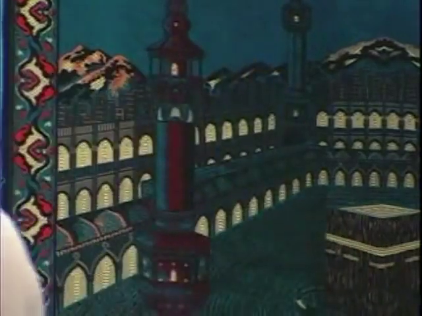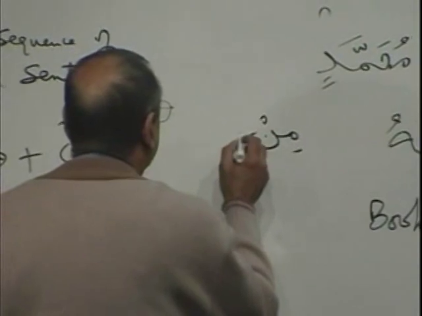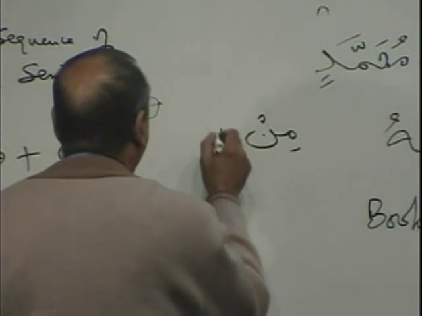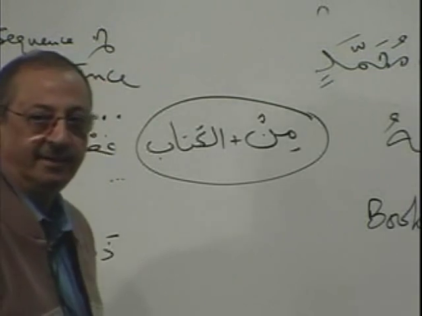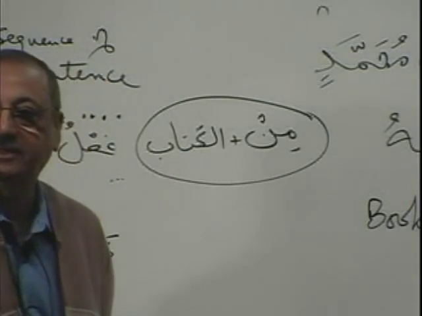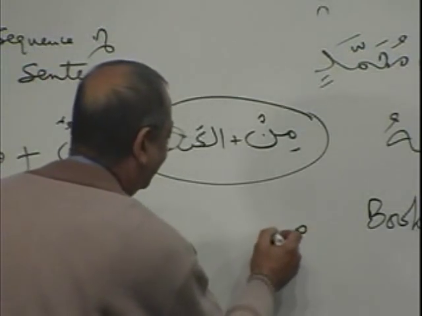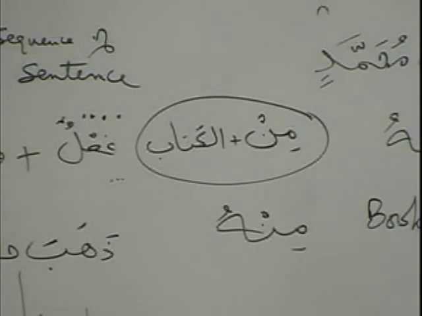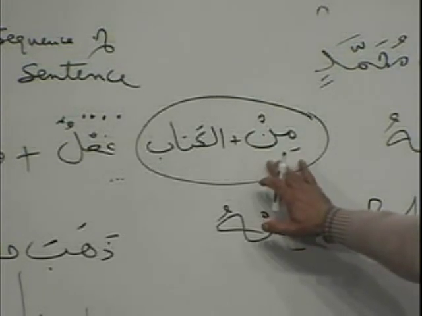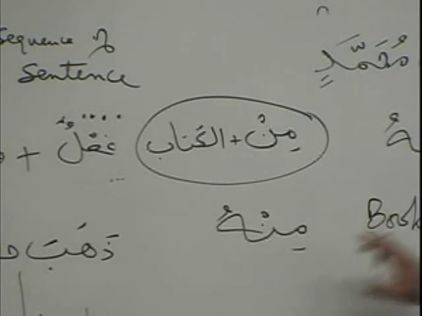Okay, brothers and sisters. So this is kitabuhu. Now I say min, and I say al-kitabi. Together, min al-kitabi. Now I want to remove kitabi and say who. So what will I say? How many times have you read this in the Quran? Minhum, minhuma, minha, minna. So what is this now? Jar majrur. And this? Mudaf mudaf ilayhi.